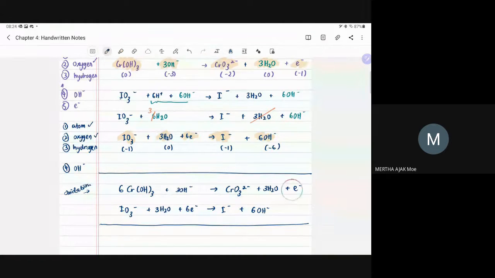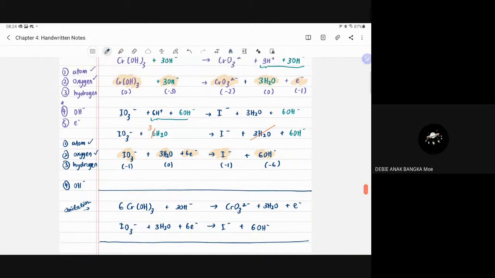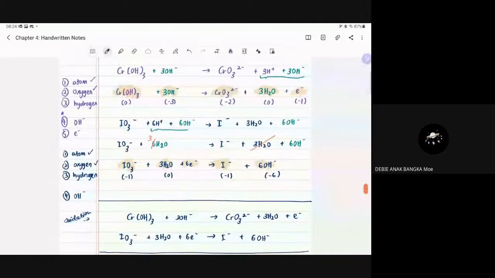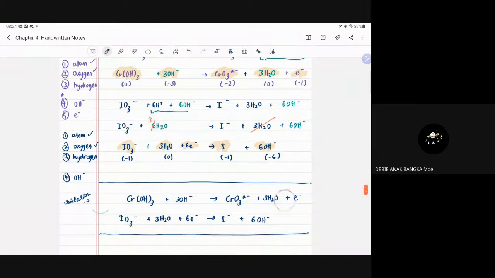Sorry sir, nak tanya. For the first equation, kenapa dekat depan tu ada 6? This one? Ya. Belum lagi. Sorry, otak saya cepat sangat. Okay, thank you. Okay, so now, ini adalah oxidation.